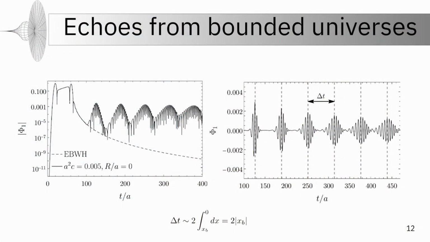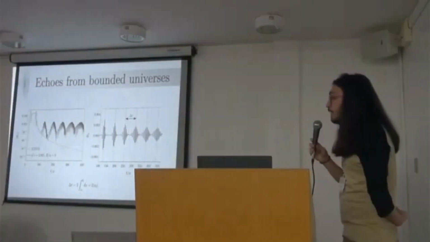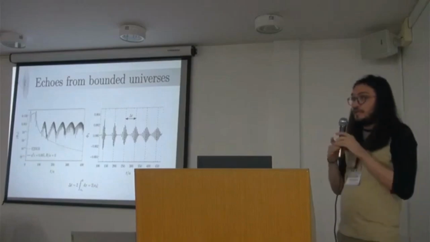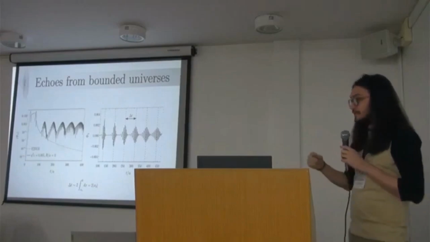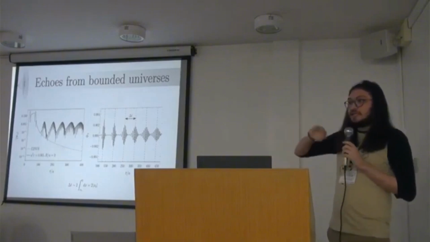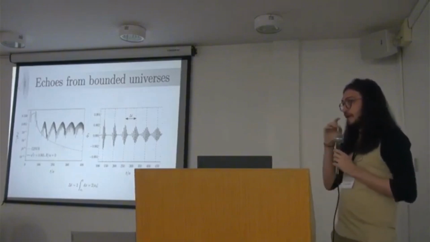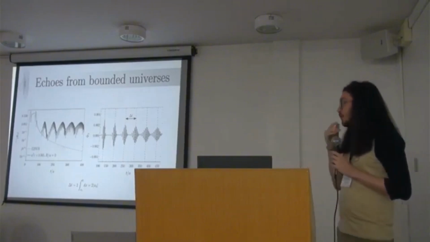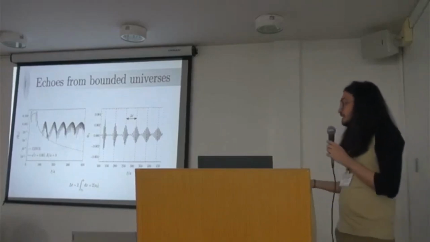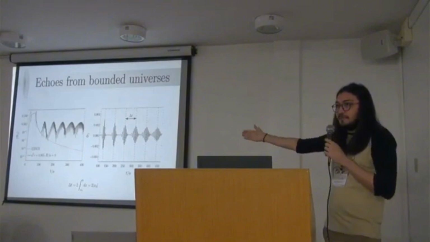And the dashed line is basically the time profile of the usual Alice wormhole. The Alice wormhole, as you know, has only a single peak in the effective potential of the scalar wave. So we don't have any cavity there. Since we don't have a cavity, we don't expect the presence of echoes.